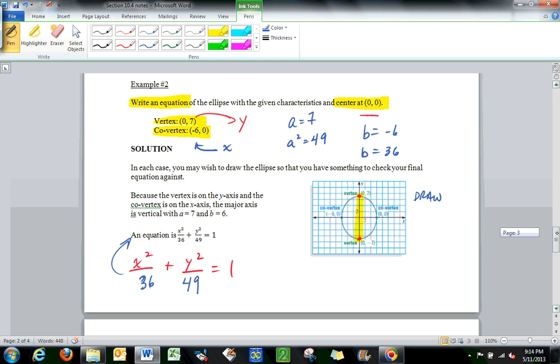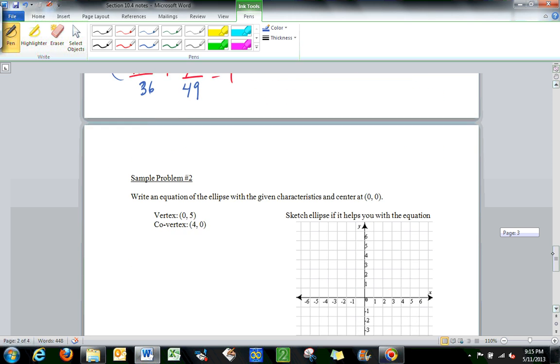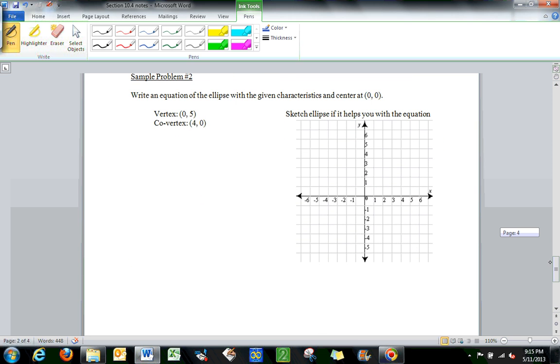So we will now try one on our own. So you can take a look at sample problem number 2. So go ahead and look at the given information. If you need to sketch the ellipse to help you, you can. If not, if you feel comfortable just by identifying the vertices and the co-vertices, go ahead and try it that way as well. Okay? Alright, I'm going to go ahead and show it both ways.